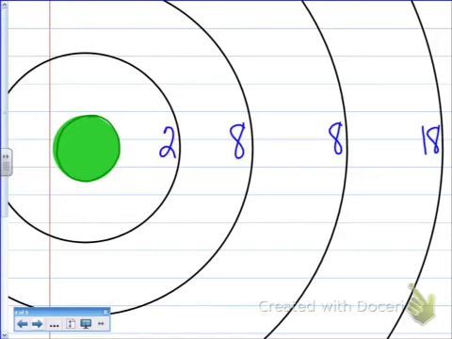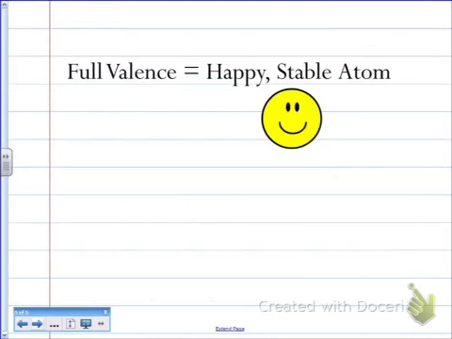and both of them are in this first energy level, and it can only hold 2. It doesn't have all these other energy levels. It's not a big enough atom. So its outermost energy level is full, and that makes it stable. A full valence means a happy, stable atom. So atoms with a full valence will not bond with other atoms because they're stable. Okay? So that's it. We're going to do some more with this in class.